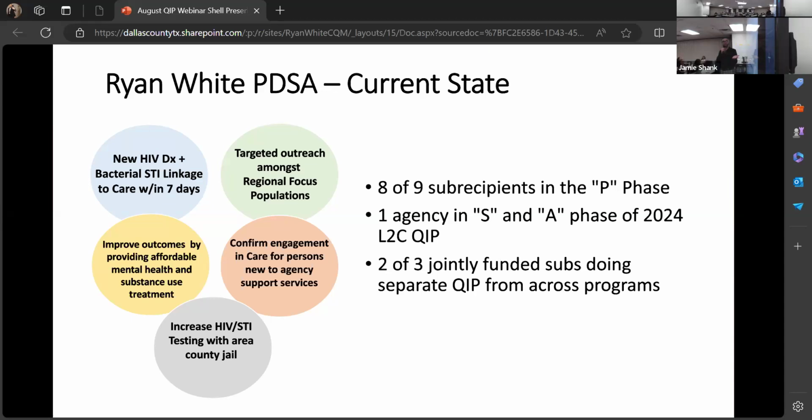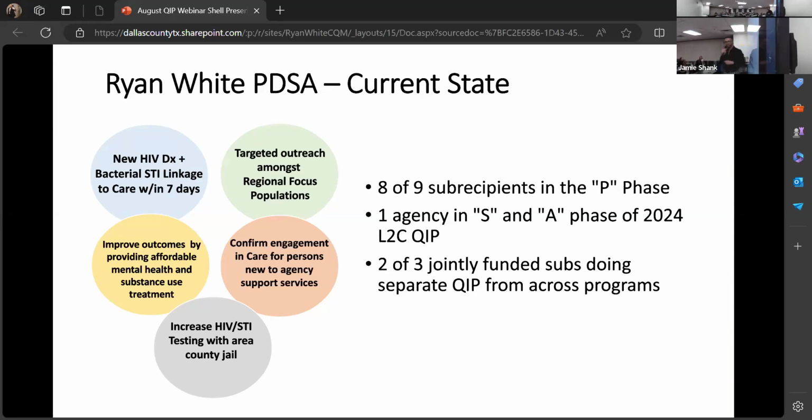But some things I wanted to highlight are some key focuses that the subrecipients have chosen to focus on. One of them is new HIV diagnosis and bacterial STI linkage to care within 7 days. Another agency wants to improve outcomes for providing affordable mental health and substance use treatment. Love that. Another agency wants to increase HIV STI testing with the area county jail. And another wants to target outreach amongst regional focus populations. So women, youth between the ages of 18 to 25, and transgender and gender nonconforming. And another agency wants to confirm engagement and care for persons new to agency support services.